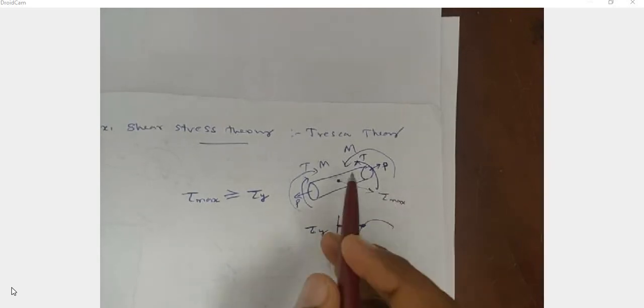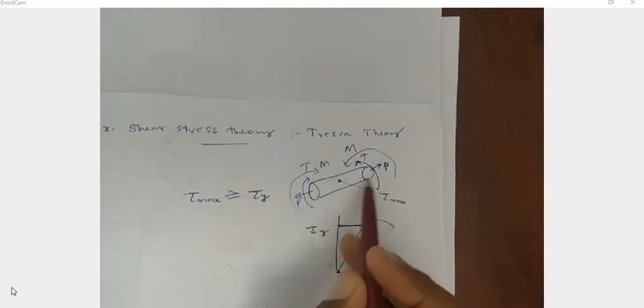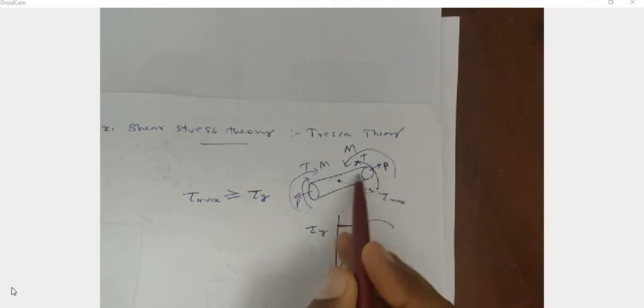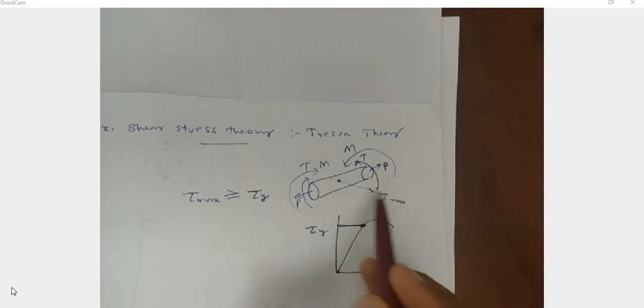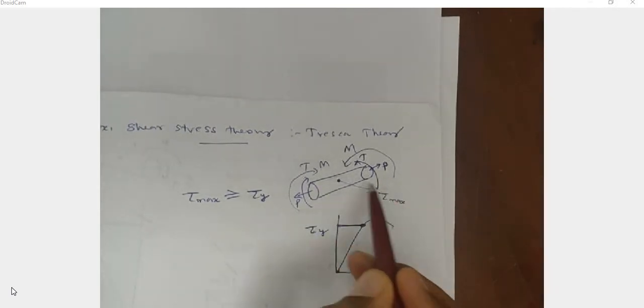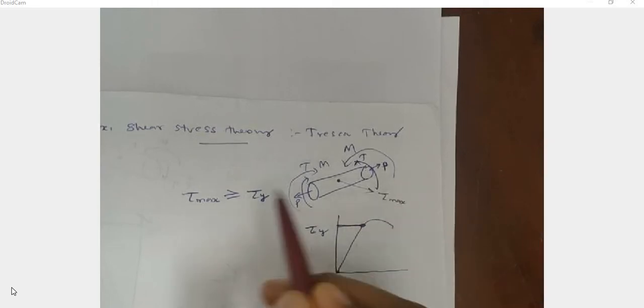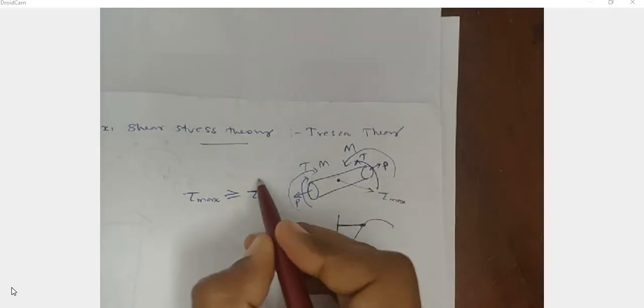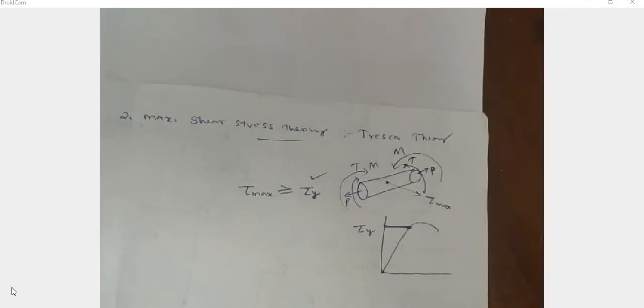Okay, so we have to design this body for a safe condition. We have to design a body such that at any point on this body, the maximum shear stress developed should be less than this tau y. Then it will be safe. But if at any point the maximum shear stress developed is greater than the shear stress corresponding to the yield point of the material, then there will be failure. That is the maximum shear stress theory.